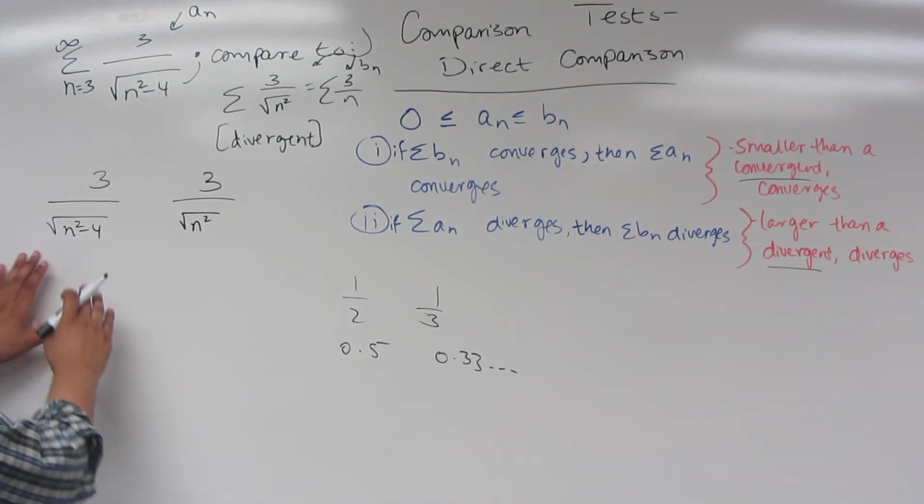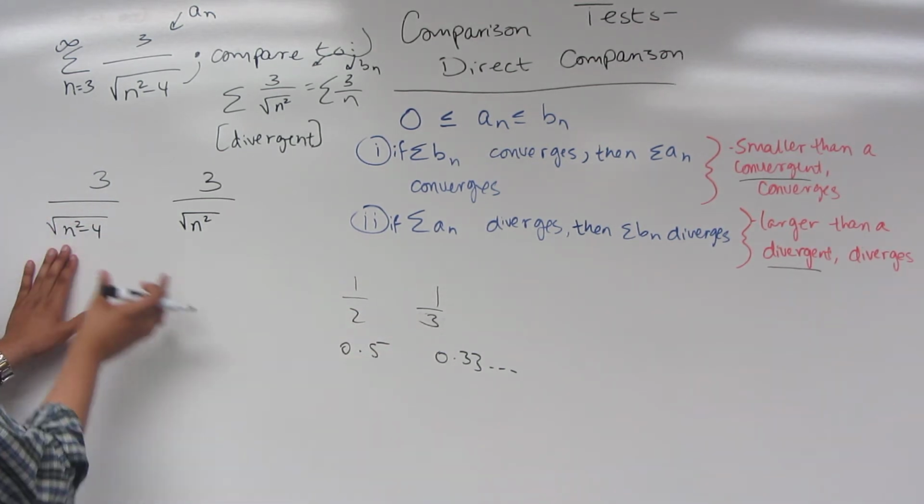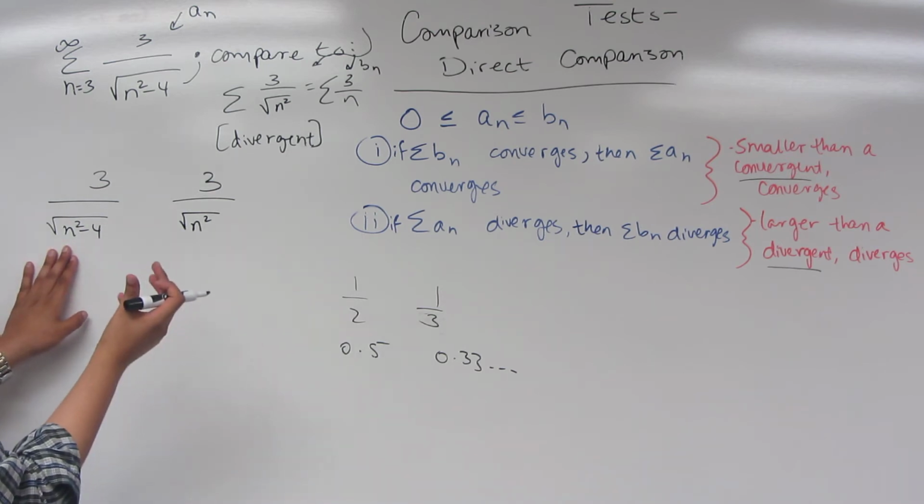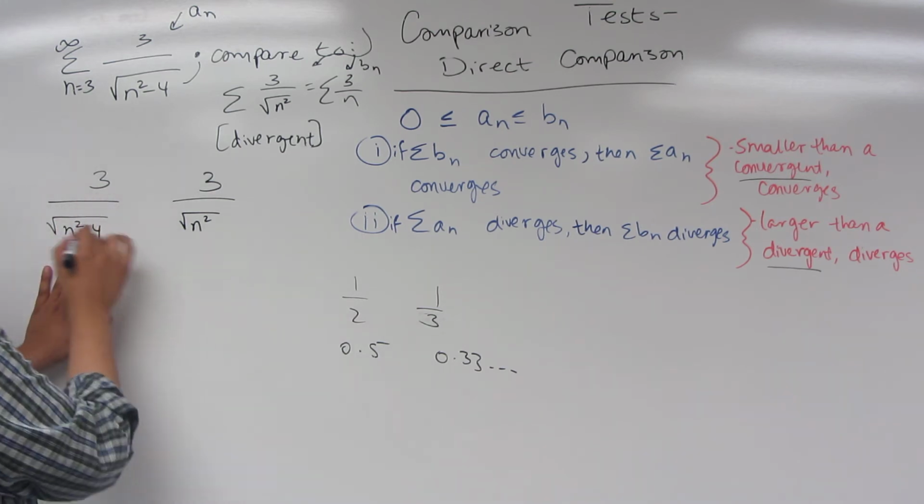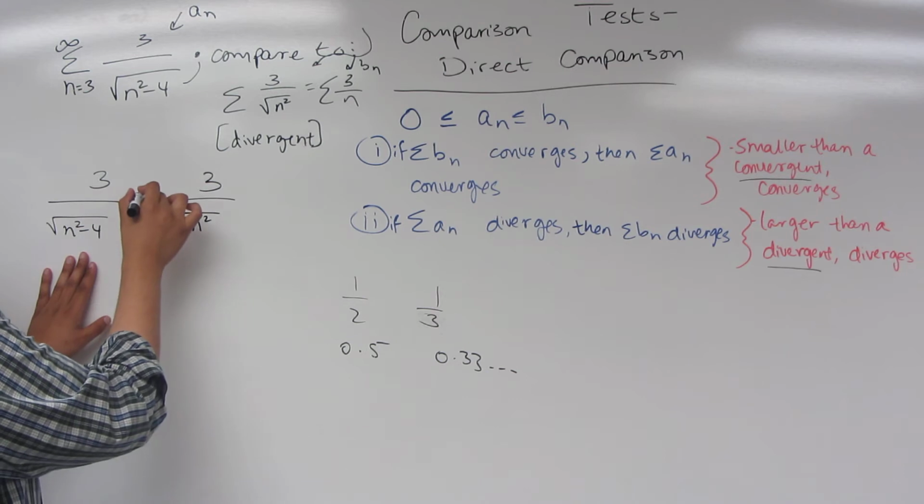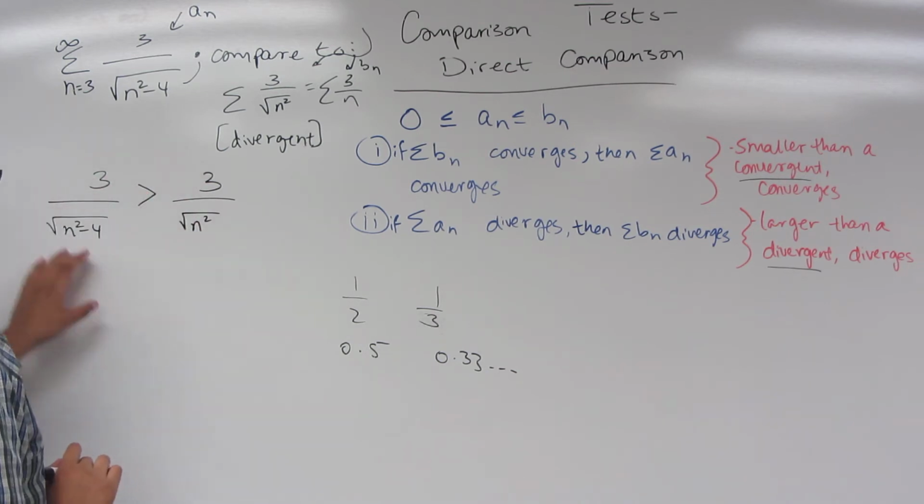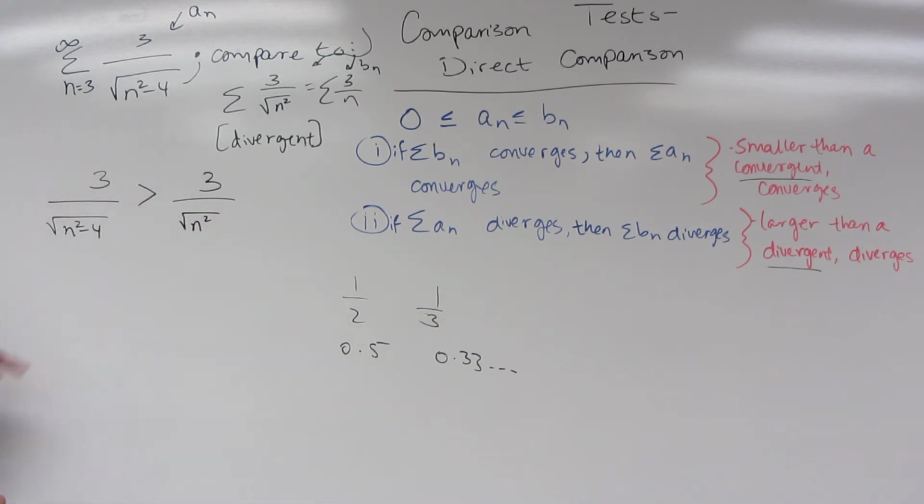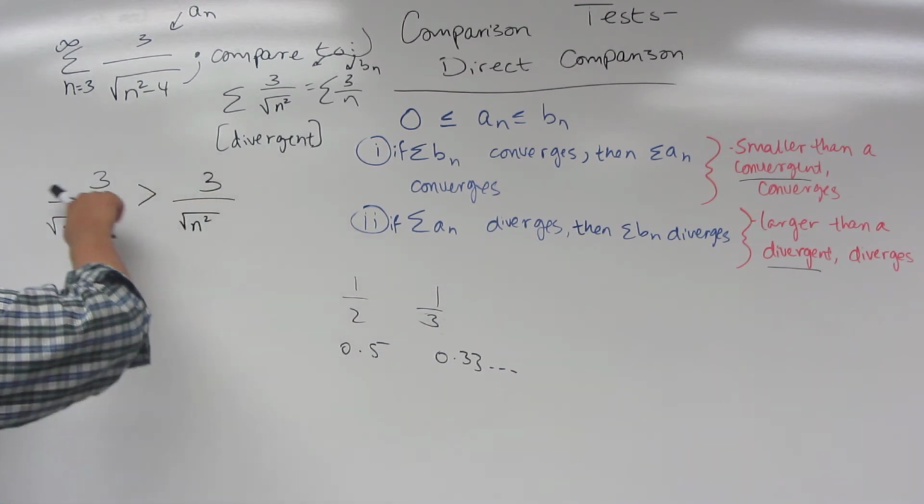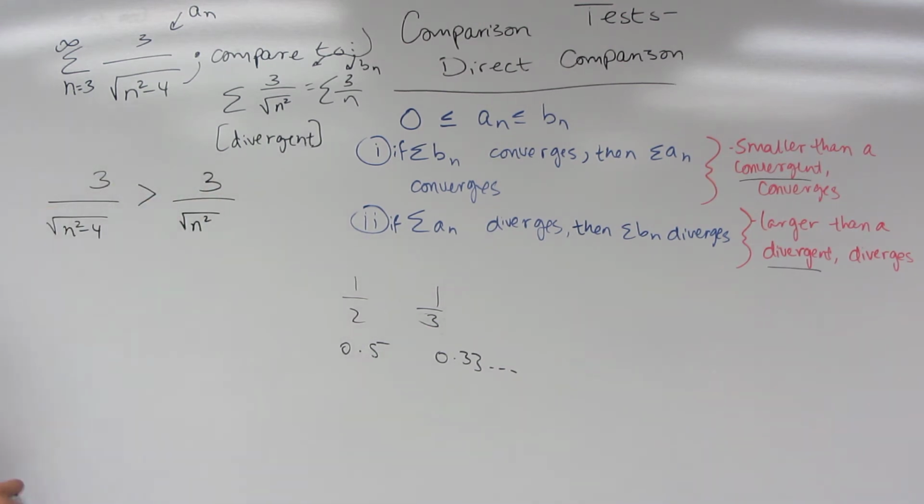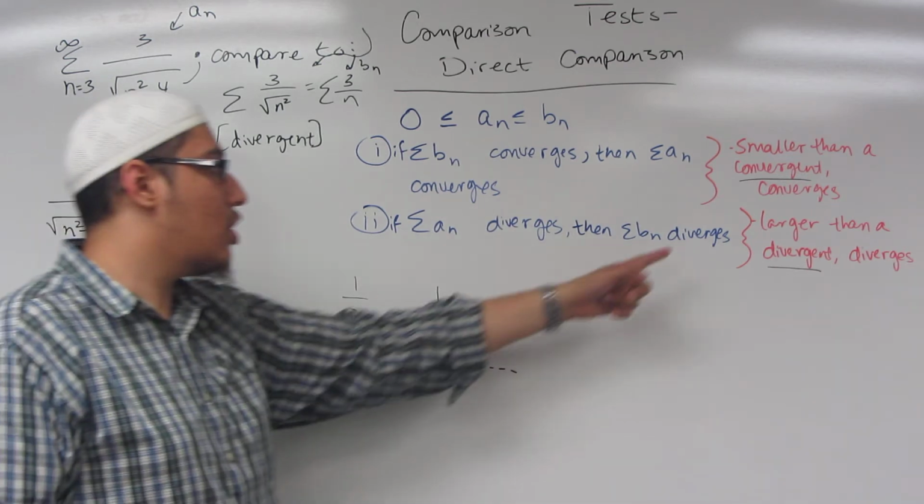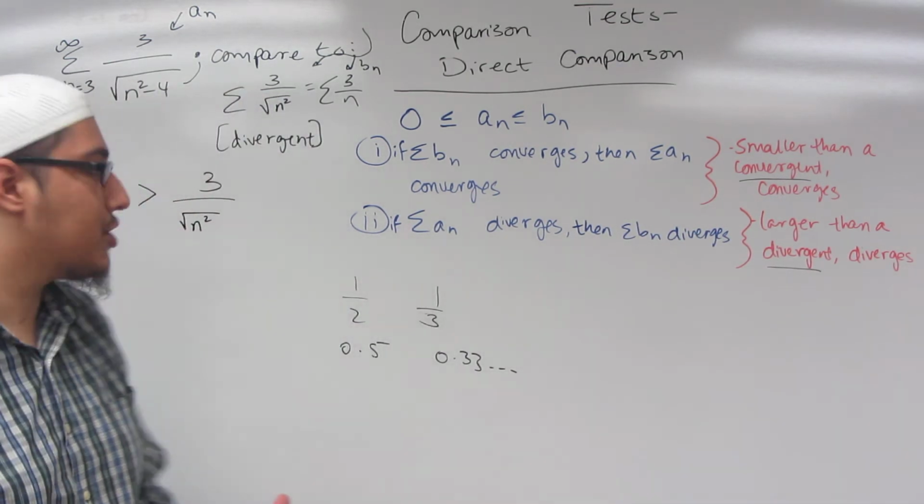Okay? So in this case, we have a smaller denominator because 4 gets taken away from n squared. So because we have a smaller denominator, this fraction overall is larger. Now let's look at what we're saying. We're saying that this series is divergent and this one is larger than the divergent. Okay. So in other words, anytime we are larger than a divergent, we diverge. Larger than a divergent, we diverge.